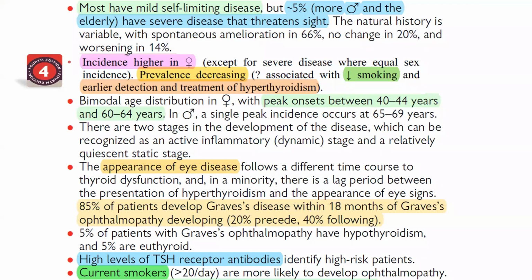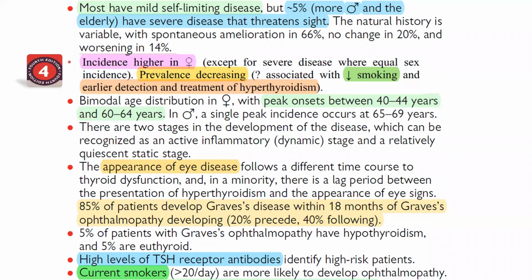About 85% of patients develop Graves disease within 18 months of Graves orbitopathy. So Graves orbitopathy can precede Graves disease, and in another situation can be presented following the diagnosis of Graves disease. A high level of TSH receptor antibody identifies a high-risk patient. Current smokers, more than 20 cigarettes per day, are more likely to develop Graves orbitopathy and also have increased risk of severity.